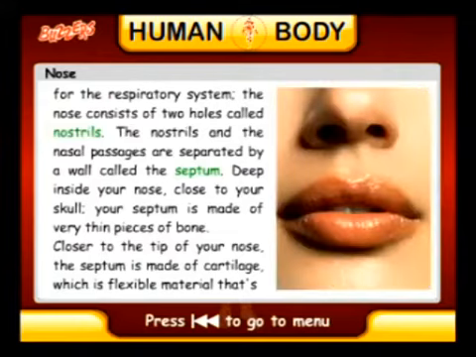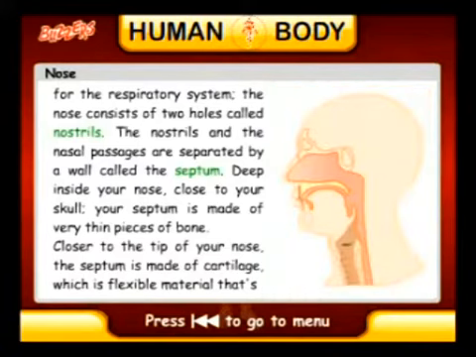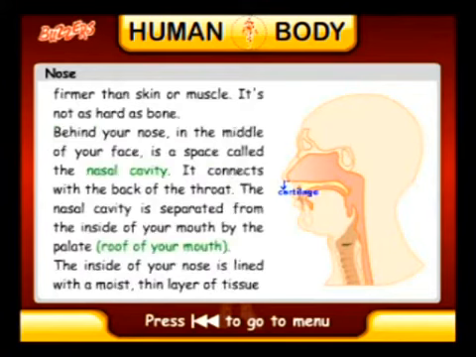The nose consists of two holes called nostrils. The nostrils and the nasal passages are separated by a wall called the septum. Deep inside your nose, close to your skull, your septum is made up of very thin pieces of bone. Closer to the tip of your nose, the septum is made of cartilage, which is flexible material that's firmer than skin or muscle. It's not as hard as bone.